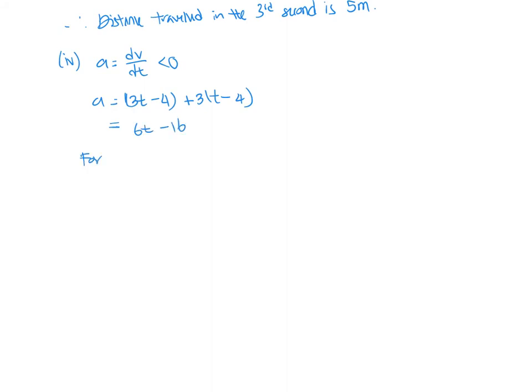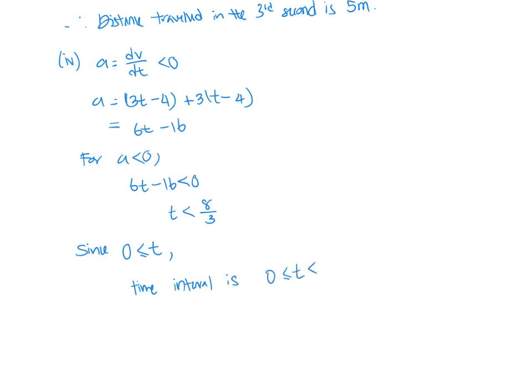For our acceleration to be less than 0, you have 6t minus 16 less than 0, and therefore t will be less than 8 over 3. But since t represents time, time can be more than or equal to 0. So we will have our time interval to be more than or equal to 0 and less than 3. Alright, so that will be our answer for part 4.